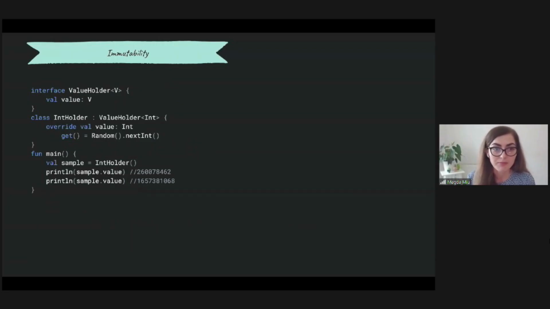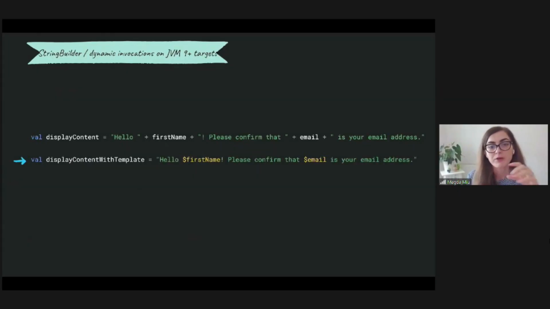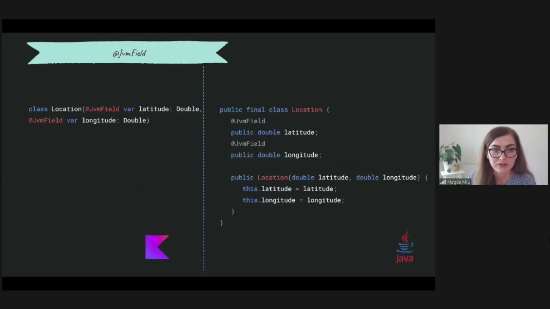We covered a little bit of mutability. We mentioned at the beginning that we have it by default when using data classes. Another example is the disposable pattern. This is what I described when I talked about the use extension function. We have this pattern applied there in order to avoid resource leaks. And when we work with strings, we should use string templates, because behind the scenes they use StringBuilder. And starting from the latest version of Kotlin, it involves dynamic invocation. This helps performance a lot because it defines some custom linkage on the behavior.